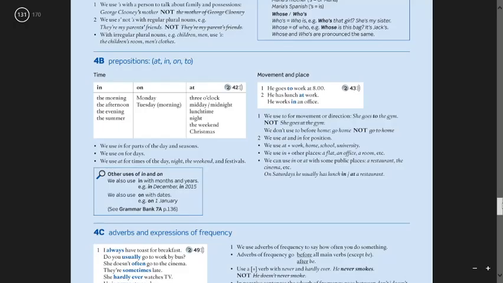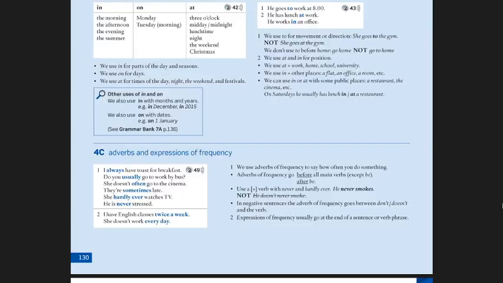Let's read first. We use adverbs of frequency to say how often you do something. They go before all main verbs except verb be and after the verb be. We use affirmative verb with never and hardly ever, okay? He never smokes. We do not say he doesn't never smoke. That is wrong, okay? In negative sentences, the adverb of frequency goes between don't or doesn't and the verb. Expressions of frequency usually go at the end of a sentence or verb phrase, okay?